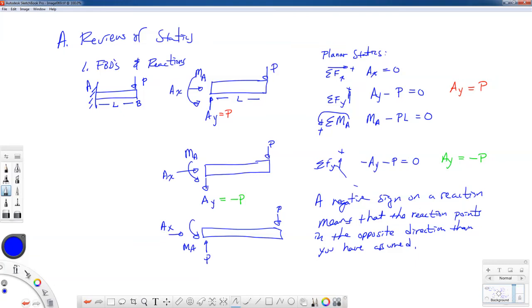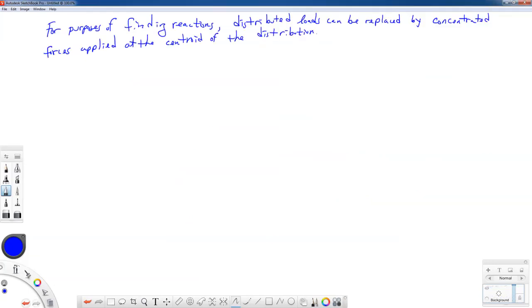Now there's a few more things that we need to review about beam statics, so let's get a fresh page here and we'll write those down. If you have a distributed load on a beam, for purposes of finding reactions, distributed loads can be replaced by concentrated forces applied at the centroid of the distribution. So here's a couple of examples.